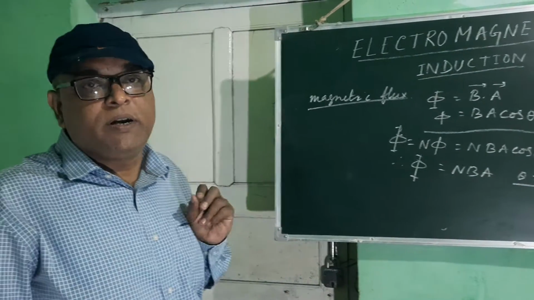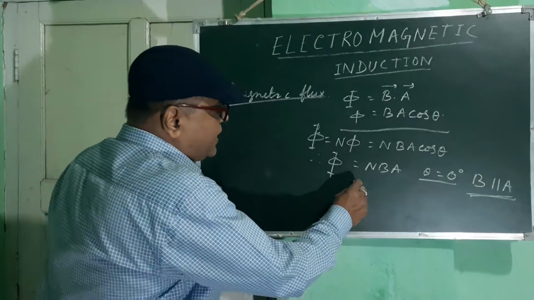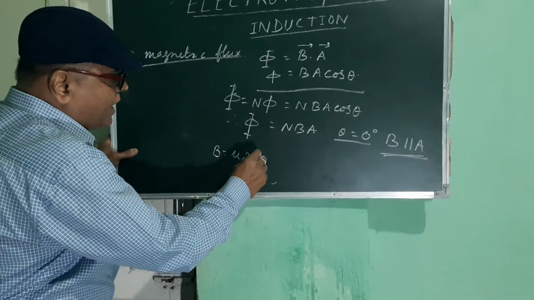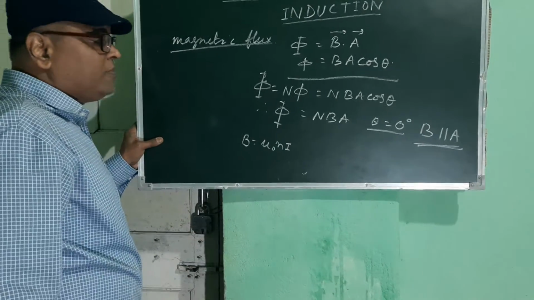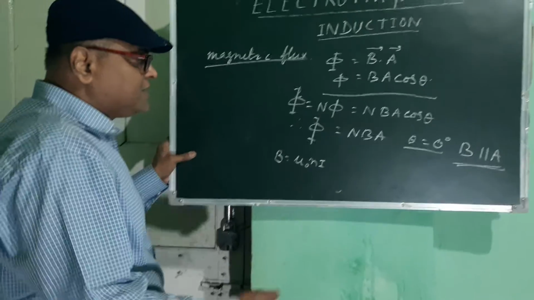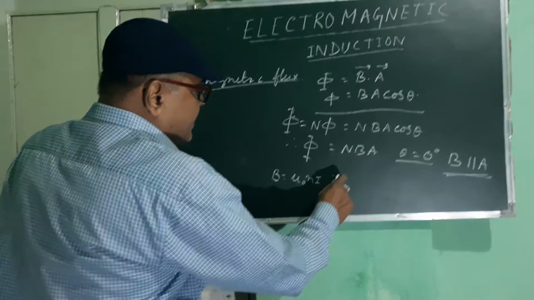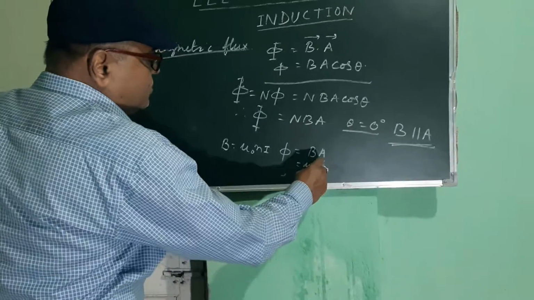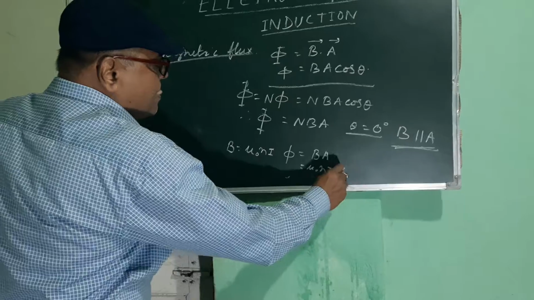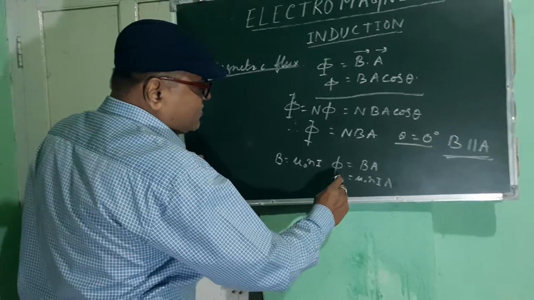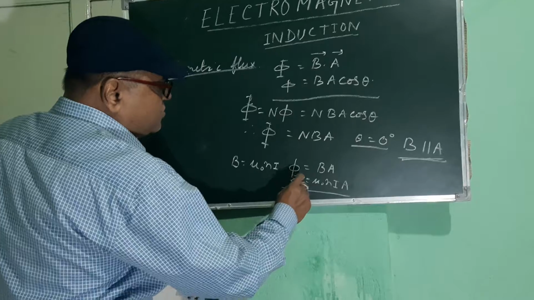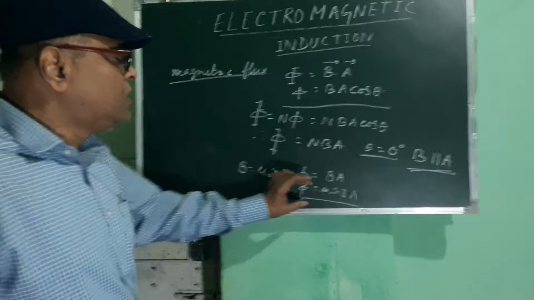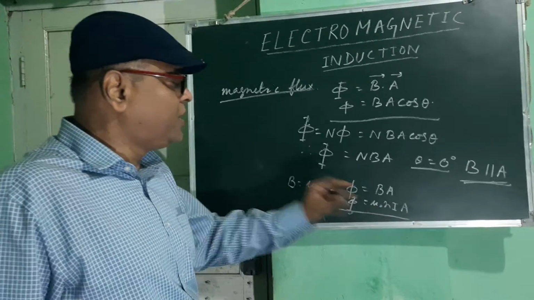Now for the solenoid, what do we know? For a solenoid, B is equal to mu 0 N i. So just see the flux: when we write flux phi is equal to BA, B here will be mu 0 N i, so the flux phi produced will be mu 0 N i A. That is the amount of flux produced by the solenoid.